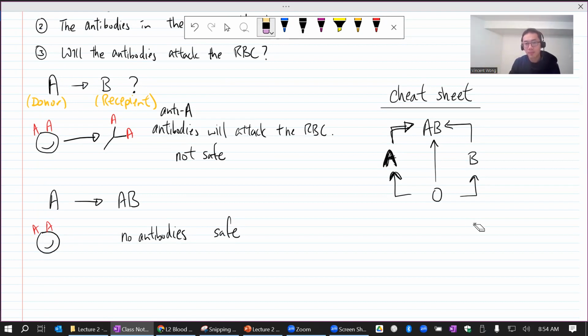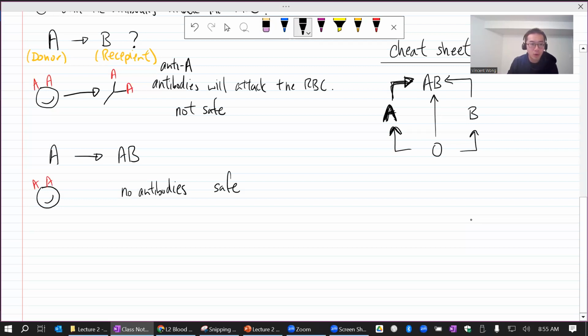Let me say that one more time. Follow the arrow. The arrow tells you who you can give it to. The arrow that's pointing at the letter is who you can receive from. And of course, you can always give and receive to your same type. A can always give to A. B can always give to B. But I see some people say A to O.